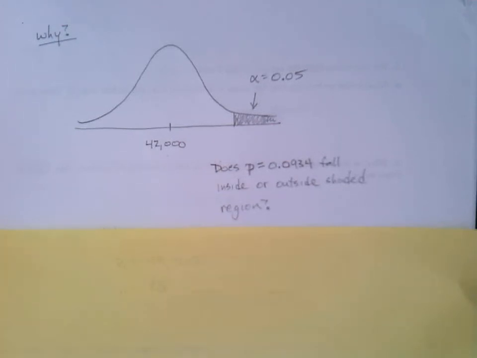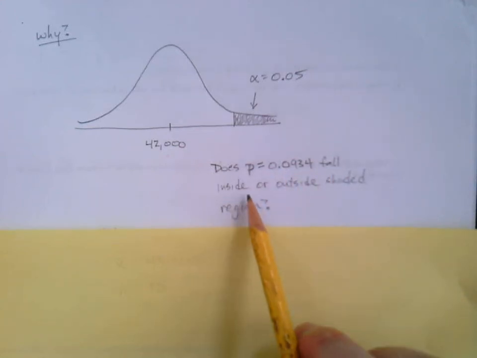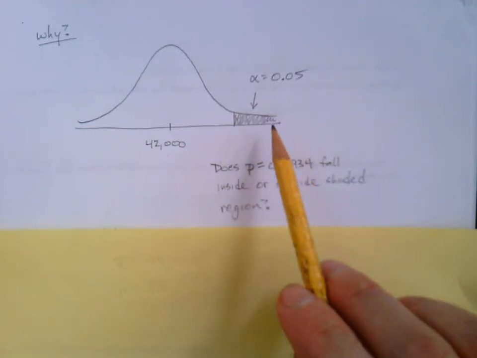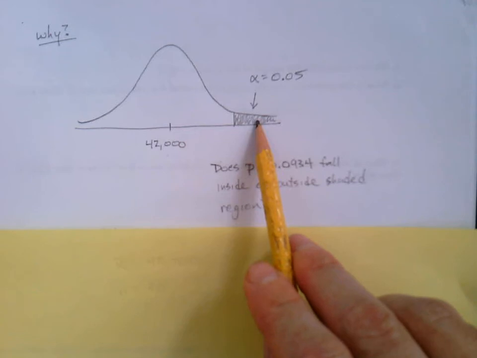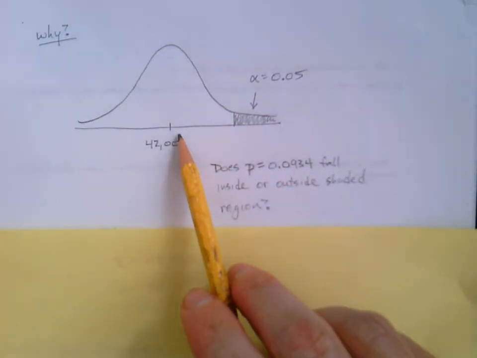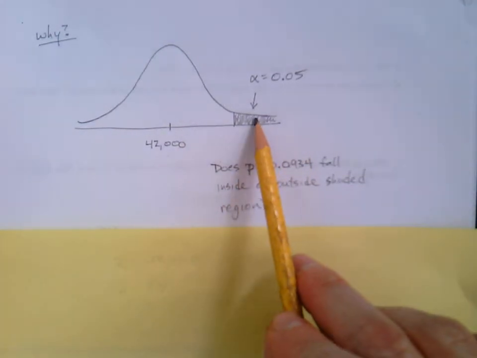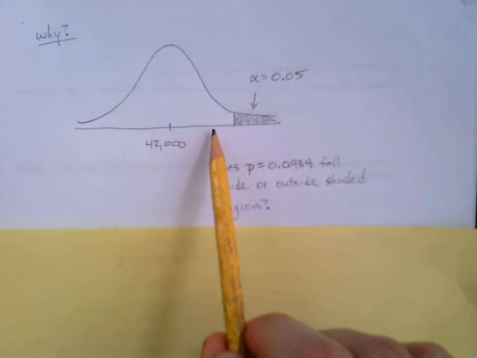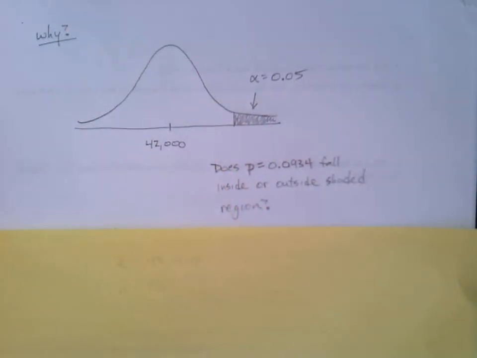Then the question is, what we were really saying a moment ago: does P equals 0.0934 fall inside or outside that shaded region? If it falls inside, then we have the evidence. We have gotten far enough away that we've got enough evidence. If we don't make it that far, if we fall out here, then we don't have enough evidence.